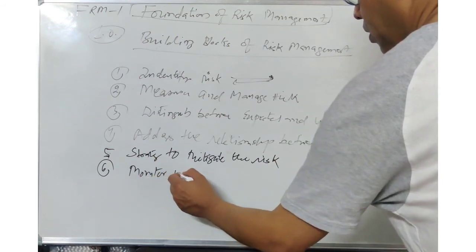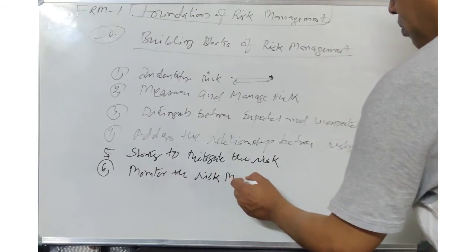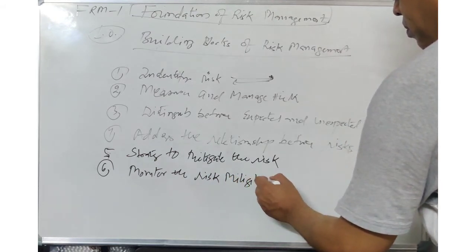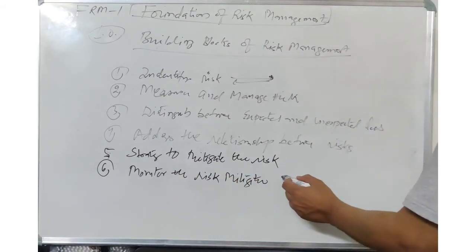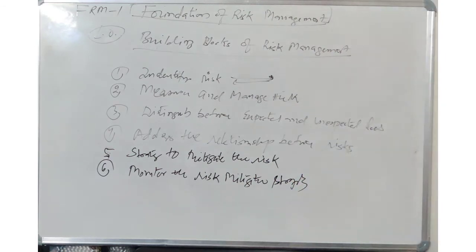And the sixth point is, once the risk strategy has been developed, to monitor those strategies, or whatever approach we have adopted or whatever risk framework we have developed, to see whether it is giving our expected outcome results. We are able to manage those risks with the strategy that we have adopted. So that is the sixth point, which is very crucial, to monitor the risks.